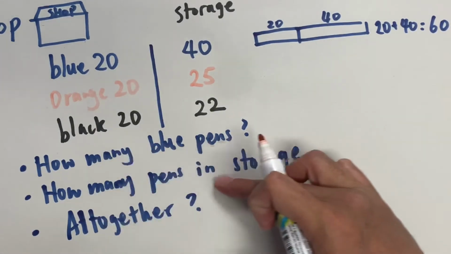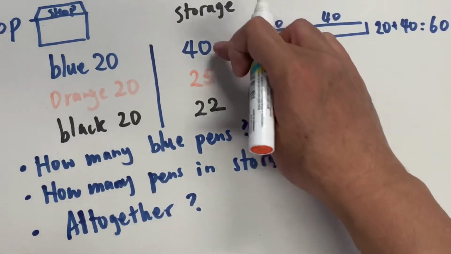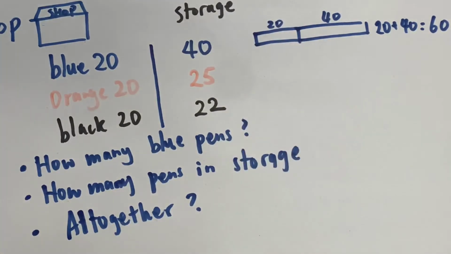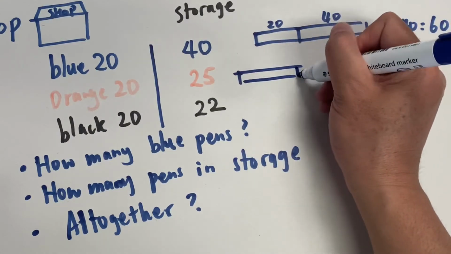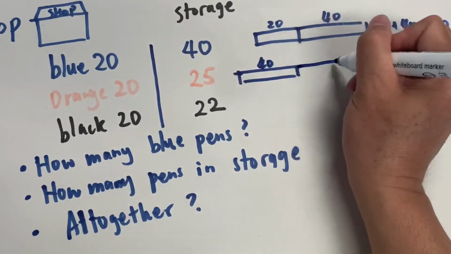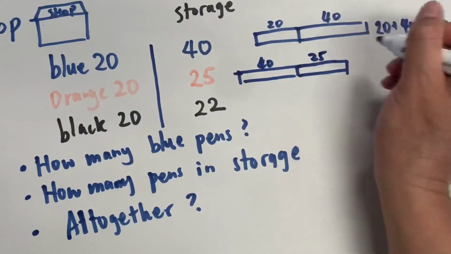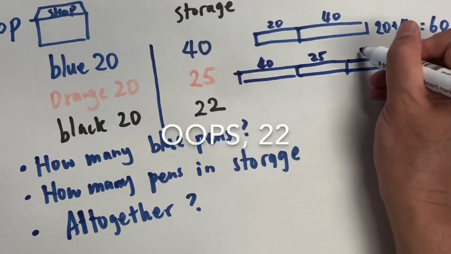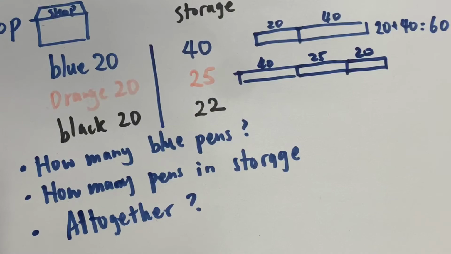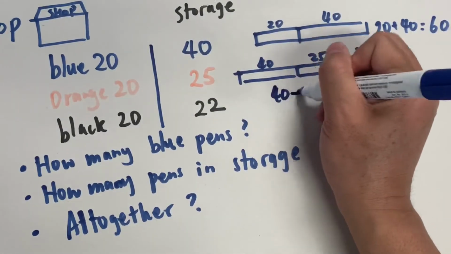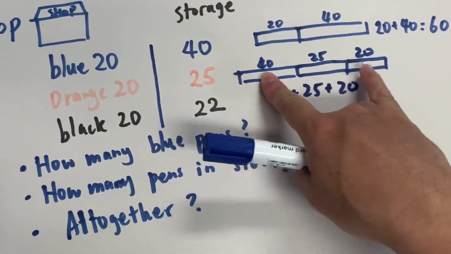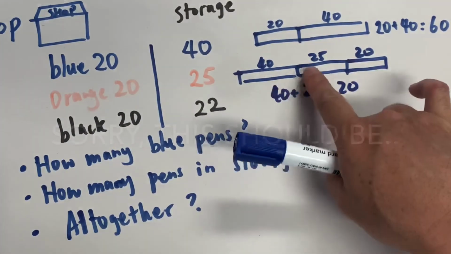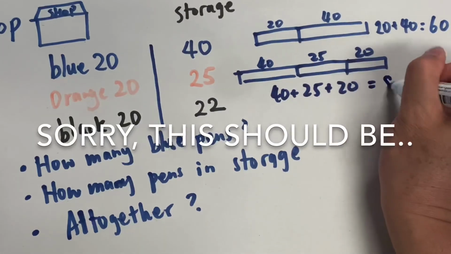Oh, I have to find how many pens in storage altogether. So I get 40, 25, 22 in the bar. So I'll do that. 40, 25, and 20. So that's 40 plus 25 and 20. I can put these two together maybe. That's 60, 70, 80, 85.